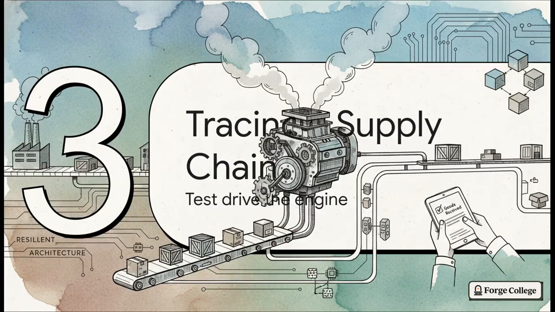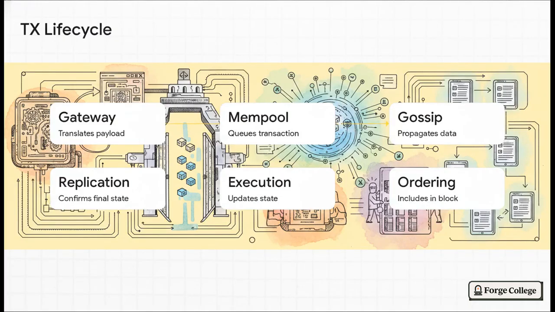Section 3. Tracing a supply chain, taking the engine for a test drive. Abstract models are fantastic for passing exams, for sure, but let's take this out of the classroom and actually test drive this engine by tracing a real-world scenario. Let's look at a supplier submitting a simple goods received transaction right on a loading dock. Watch the assembly line in motion across these 6 distinct steps.